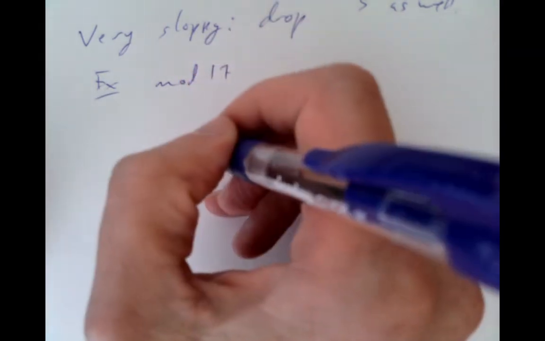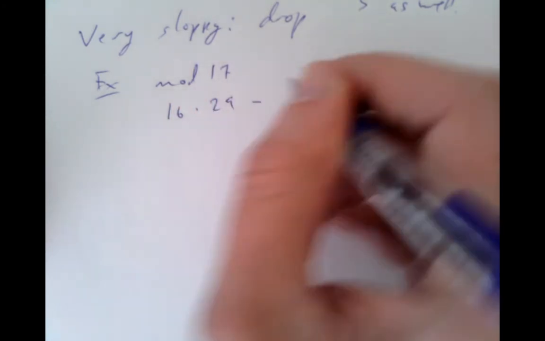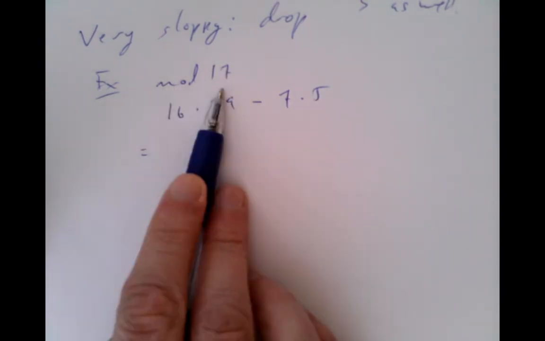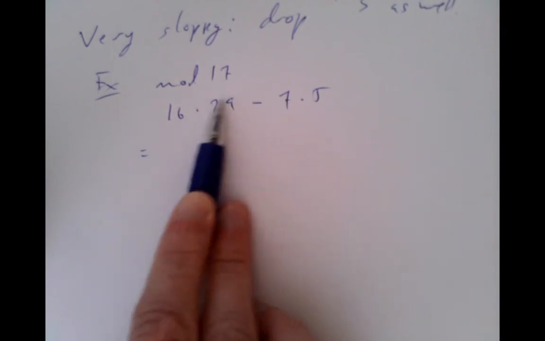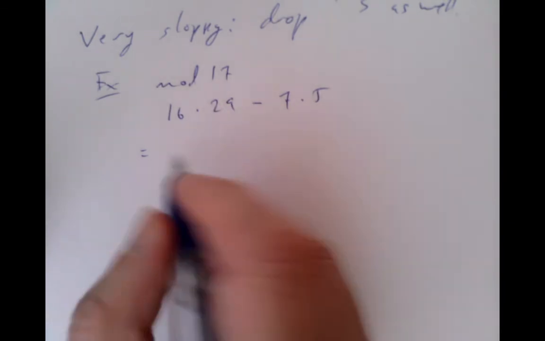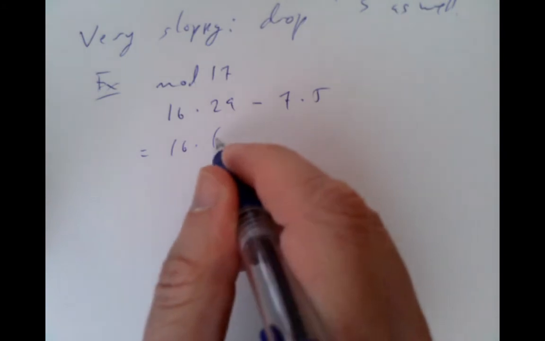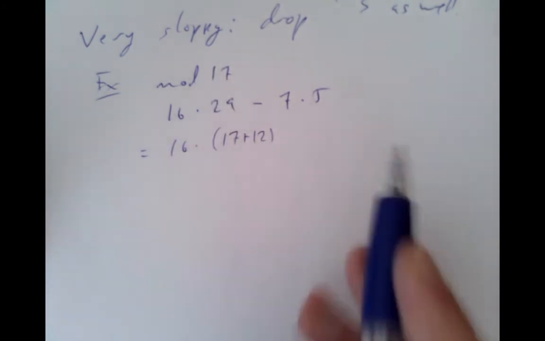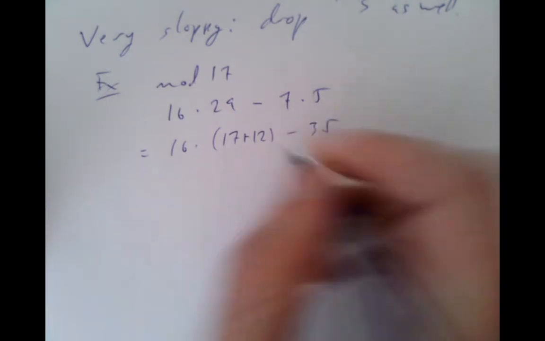But if I just say I'm working mod 17, then I can say 16 times 29 minus 7 times 5 is what? But I remember that I'm always working mod 17, so I've written that at the top. And that means all the operations are really on remainders. So this doesn't mean the integer 29. It actually means the remainder when you take out all the 17s, a remainder of whatever you get from 29. So we can write it as 16 times, and 29 is 17 plus 12. We're working mod 17, so that's why I'm pulling out a 17 here. Minus. Now I can do the 7 times 5 directly and get 35.